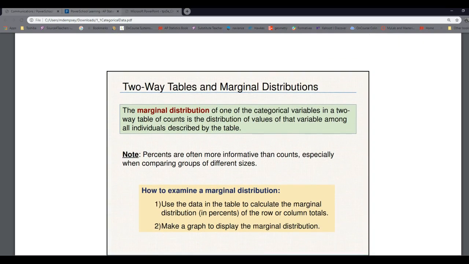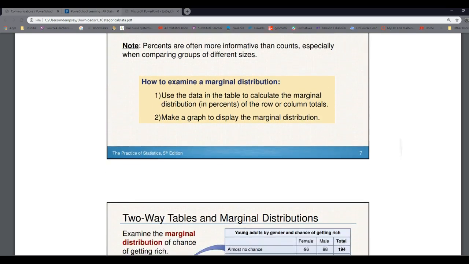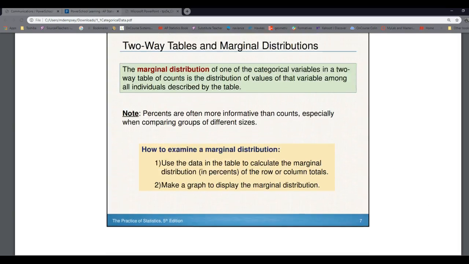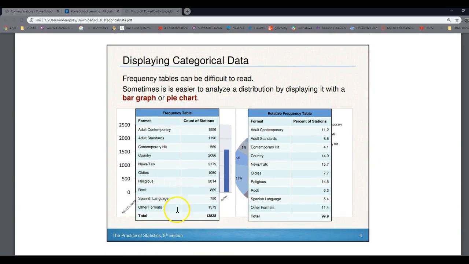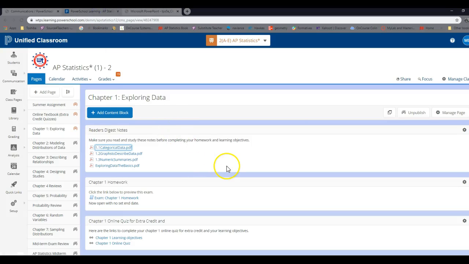When you hear a term like marginal distribution, you don't want to be confused by that term, right? Marginal distribution really just means the total. So when I'm looking at a table like this, marginal distributions would be not breaking down females with almost no chance, just, in general, what's the probability somebody has almost no chance? That would be 194 out of 4826. Those are what's in your margin. So again, just your brief overviews in the Reader's Digest notes.